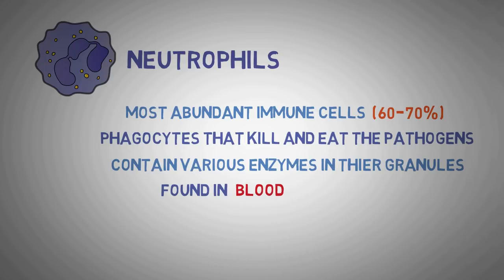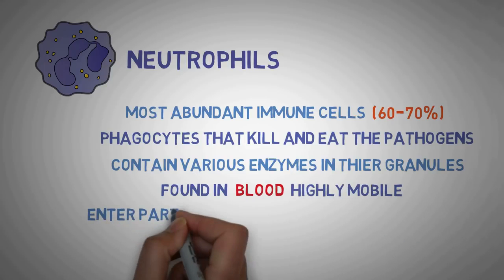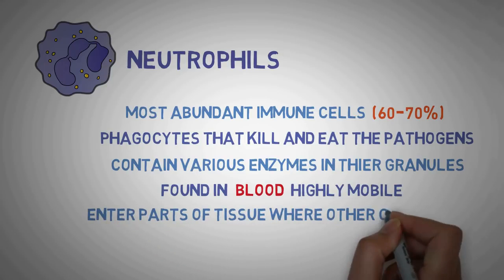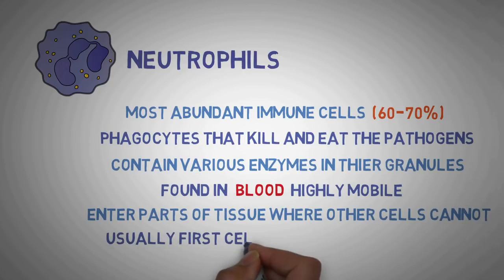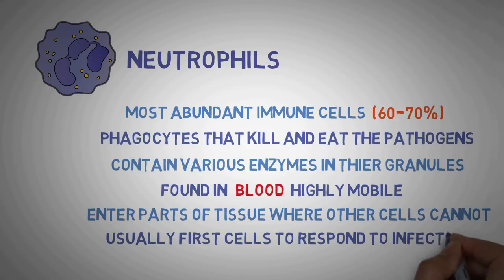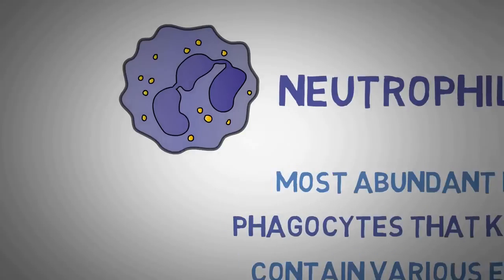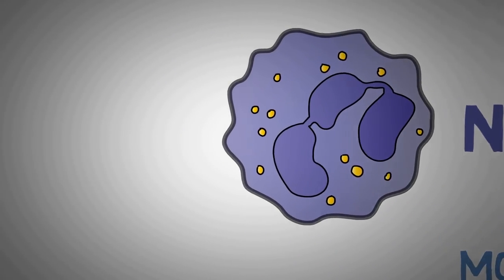They are normally found in the bloodstream and are short-lived and highly mobile, as they can enter parts of tissue where other cells or molecules cannot. Neutrophils are usually the first cells to respond to any infection or inflammation. This is due to their heightened ability to sense what's going on around the body by detecting special chemical signals released by pathogens and by our own body cells that tell them what's going on in the body.